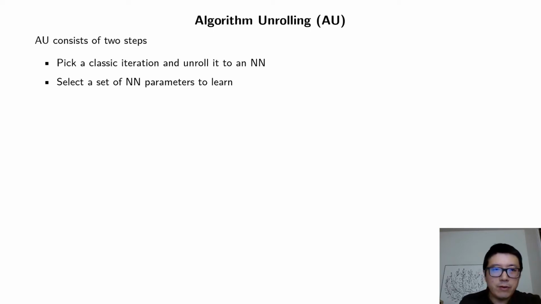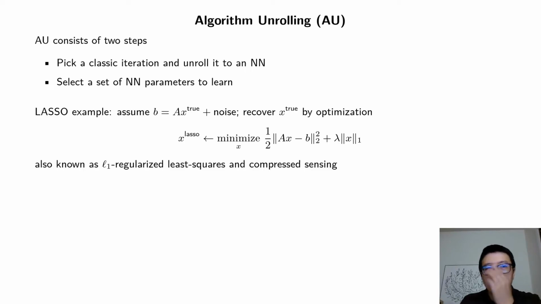Algorithm unfolding or algorithm unrolling consists of two steps. You pick a classic iteration, unroll it to make it look like a neural network, and then, most important, is the second step. You choose certain parameters to free and train them like you train a neural network. To be concrete, let's look at this lasso example. Lasso is an optimization model where the goal is to recover a sparse vector, x, from its linear measurements, which may be corrupted by noise.